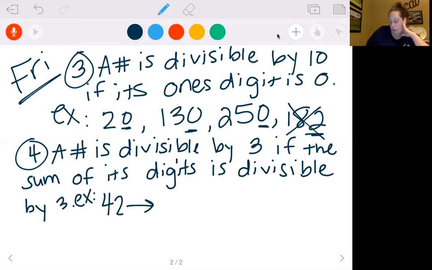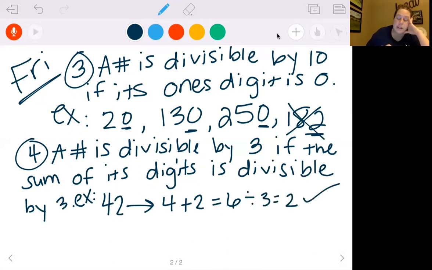What I do is I do 4 plus 2. I take 42 and I do 4 plus 2 equals 6. 6 can be divided by 3 because 6 divided by 3 equals 2. So then 42 can be divided by 3. So all we're doing is looking at an easier way to see if these numbers can be divided by 2, 5, 10, or 3.